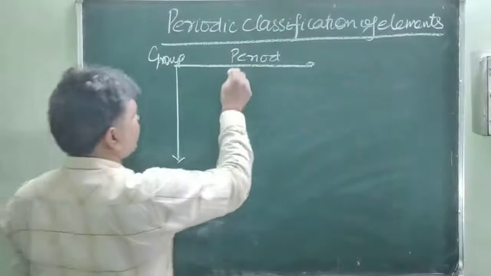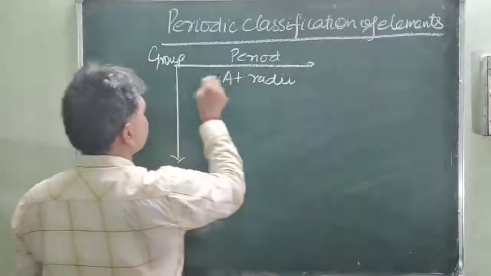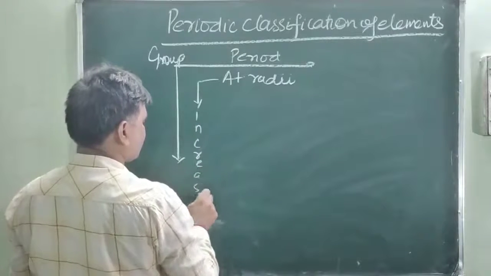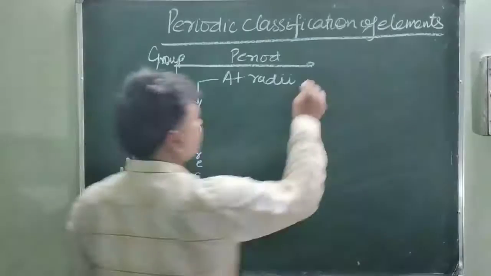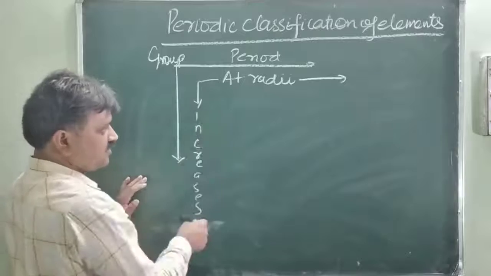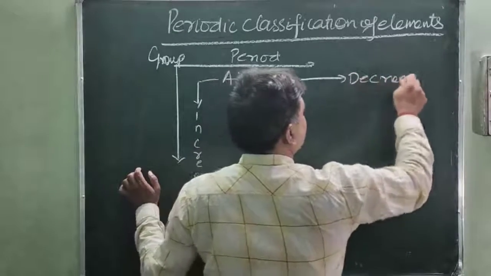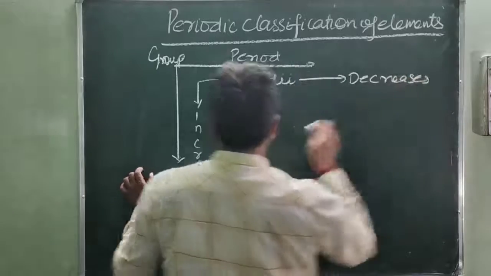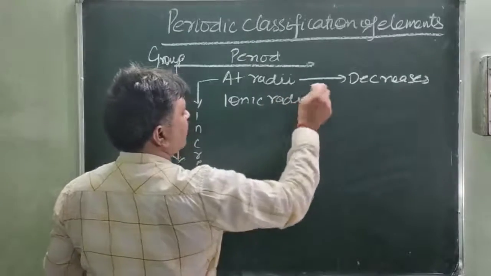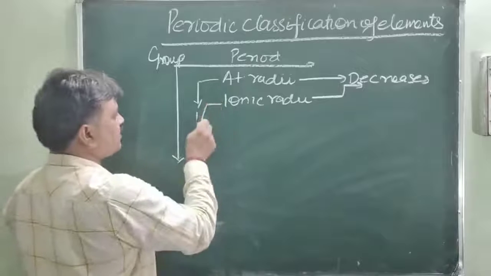Just like atomic radii, it increases top to bottom within the group and decreases left to right across the period. Similarly, ionic radii also decreases left to right across the period and increases top to bottom within the group.